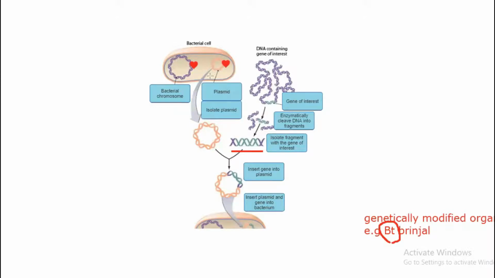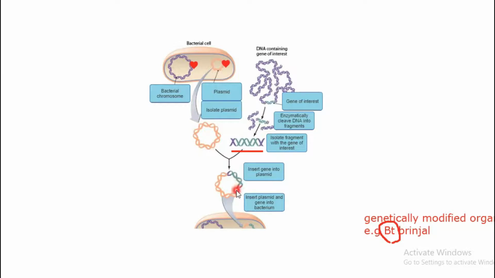So we have to isolate the plasmid. Then in the next step, insert this gene of interest into the plasmid. There also we want to make a cut by using enzymes. After that, by using another enzyme, ligate it. Ligate means paste it.